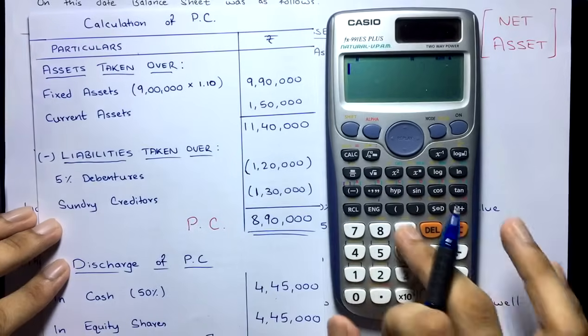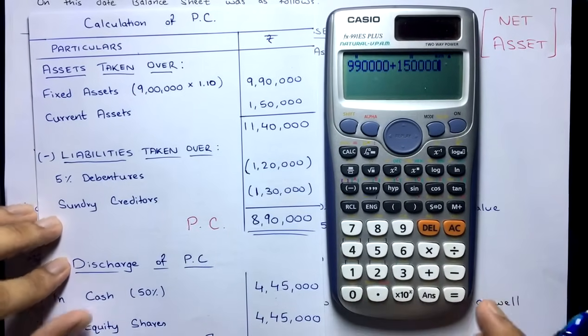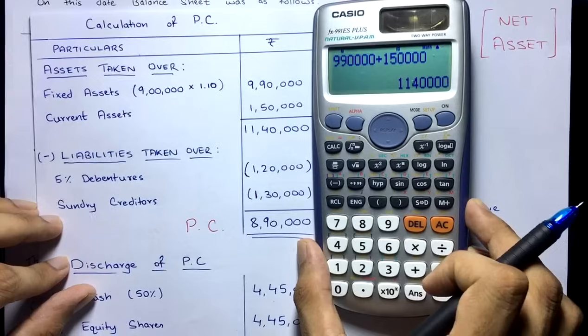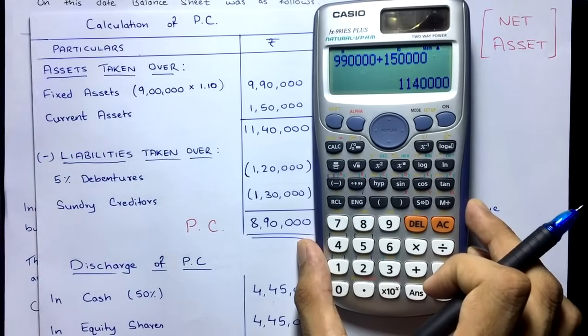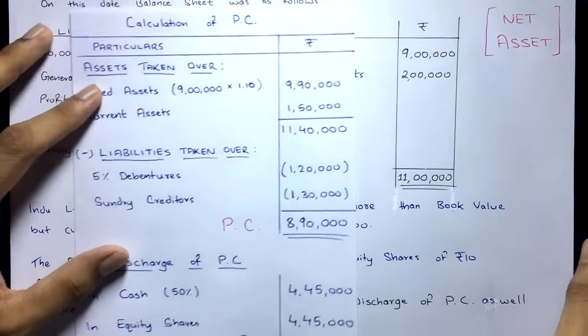See here, 9,90,000 plus 1,50,000, that is equal to 11,40,000, right? That's the total assets. Then you have to deduct the external liabilities.